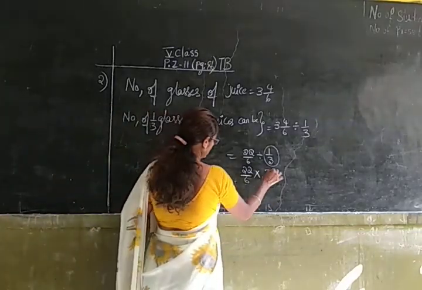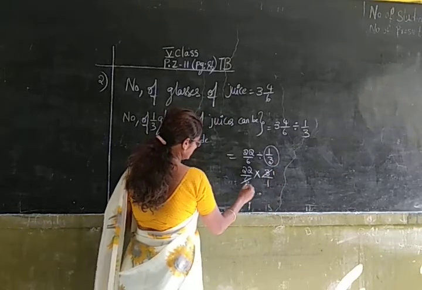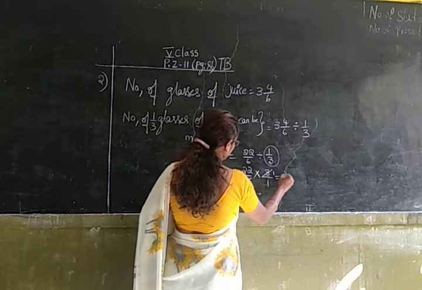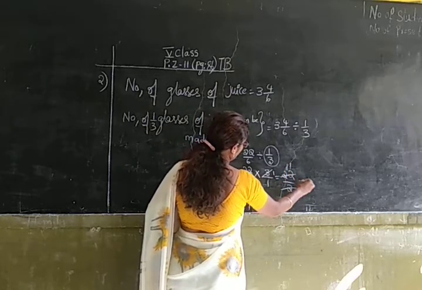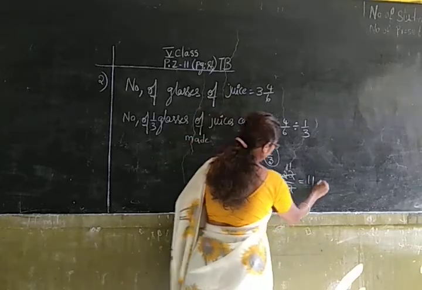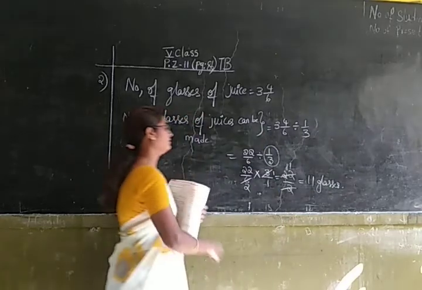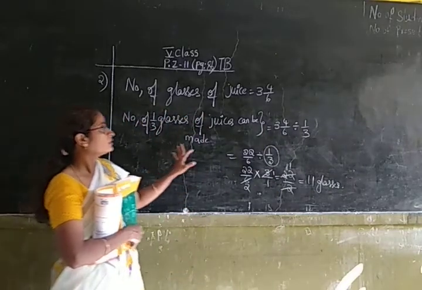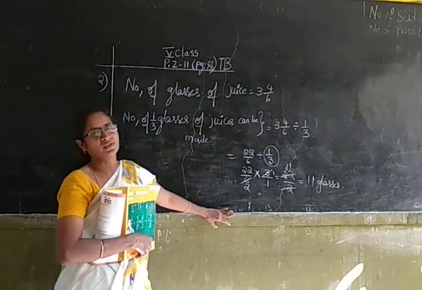Okay children. 3 ones are 3 in 3 one time and in 6 2 times. So we will get 22 by 2. 2 goes in 22 11 times. So 11 glasses of 1 by 3 juice can be made from 3 4 by 6. So 11 glasses of juice can be made.